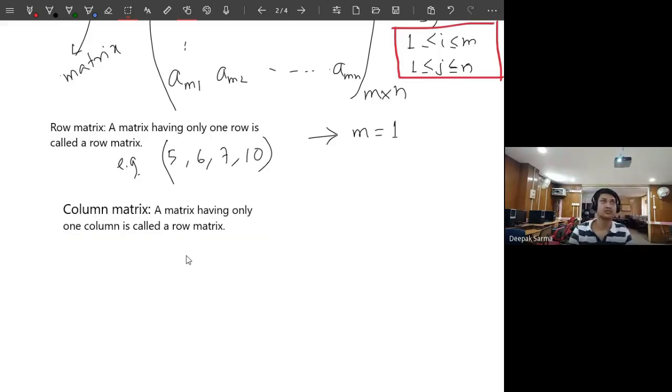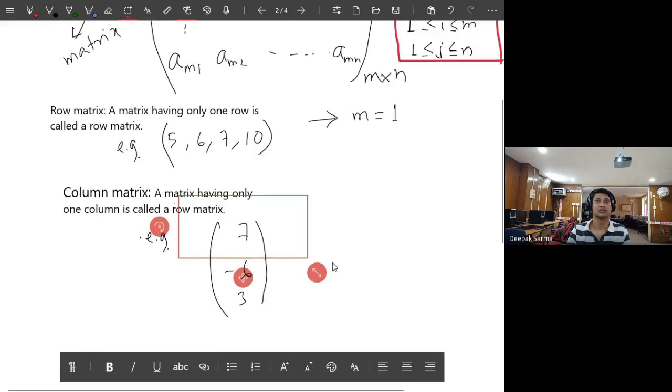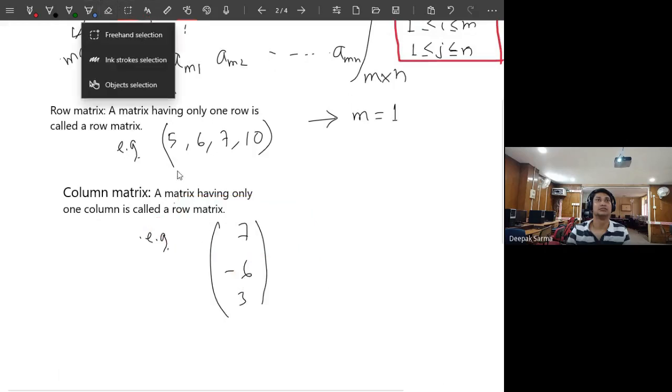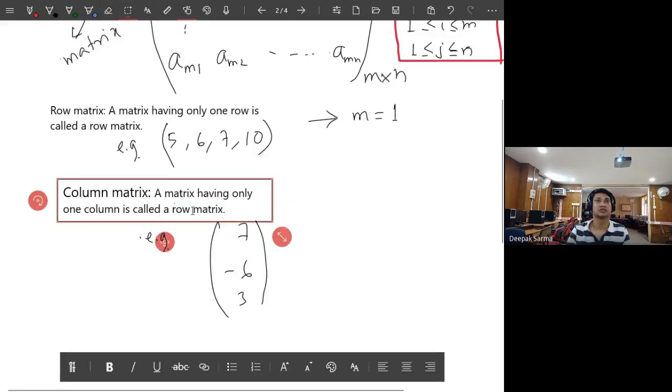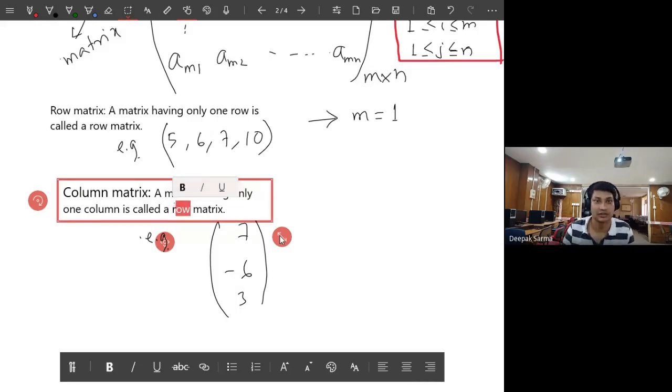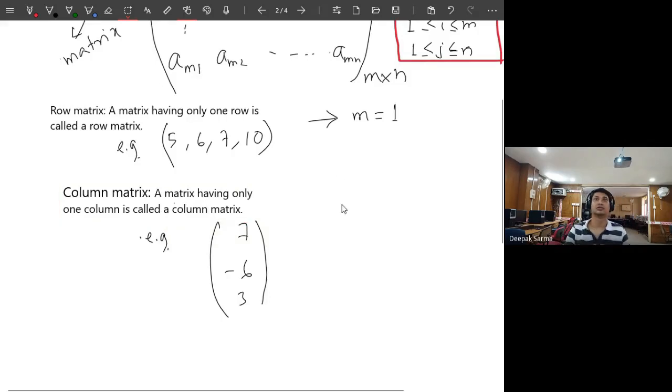What kind of example should it be? Only one column. So, I can write 7, minus 6, 3. If I write this way, it is a column matrix. So, here I should correct it. It should be column, no? Okay.